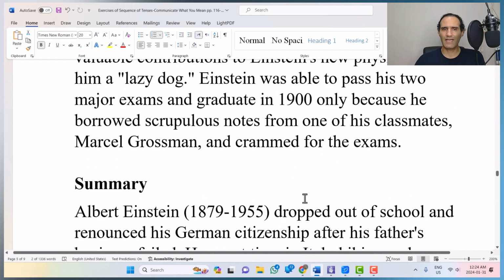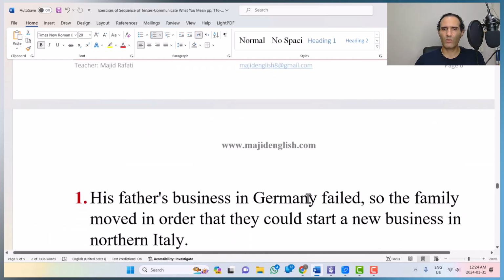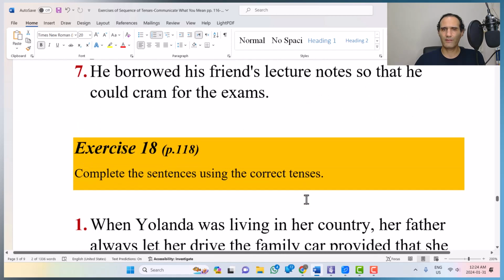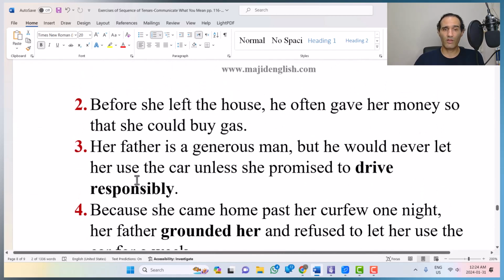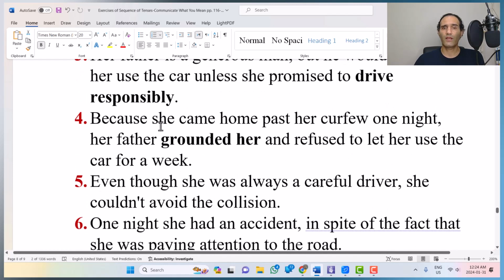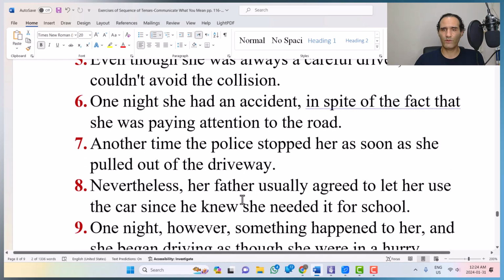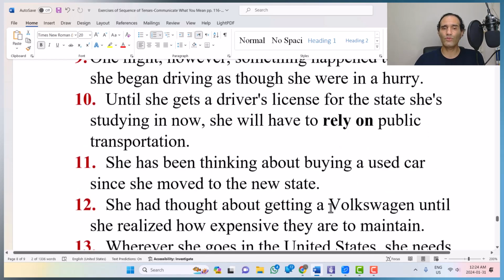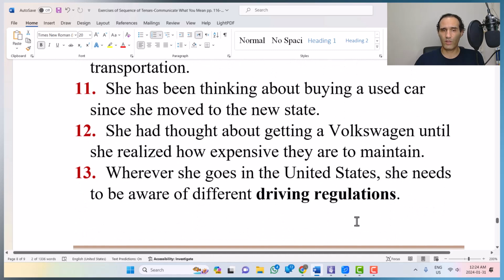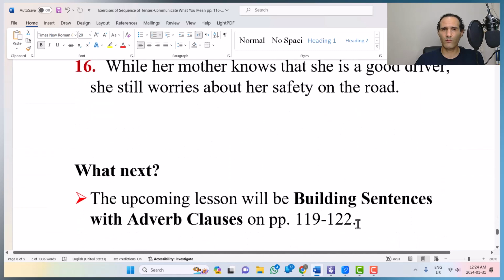And here the second text with its summary that we covered, and then the sentences that followed. So in these ones, here we had drive responsibly. This one was beautiful. Ground as a verb, ground someone. That was beautiful. We talked about rely on. Here it meant use. This one was beautiful. Driving regulation, the beautiful collocation that we had.